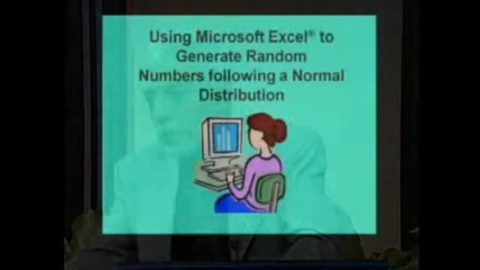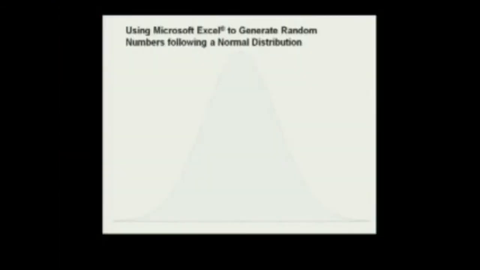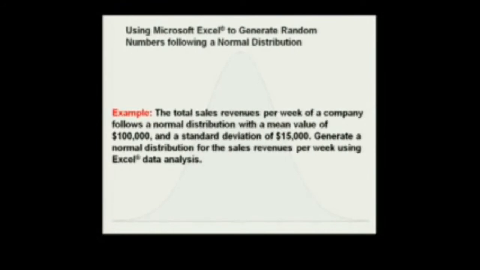All right, what we have here is we need to use Excel to generate a distribution. That's a probability distribution. So let's take an example. The total sales revenue per week of a company follows a normal distribution with a mean value of 100,000 and a standard deviation of 15,000. And the question is: generate a normal distribution for this sales revenue per week using Excel data analysis. Let me go over the analysis in the slideshow first before we go to Excel.